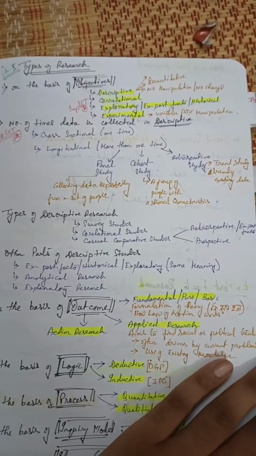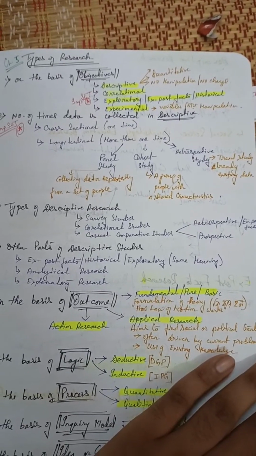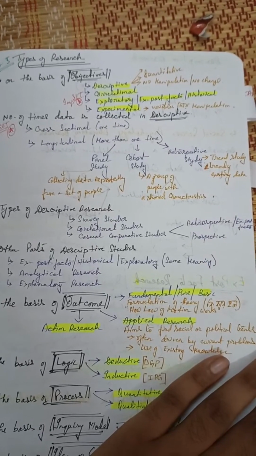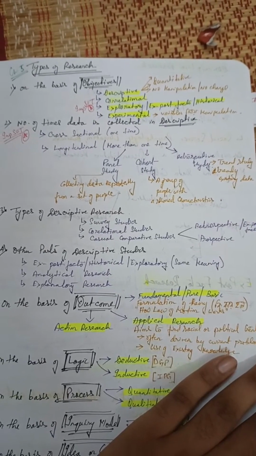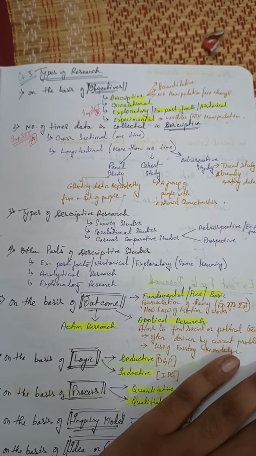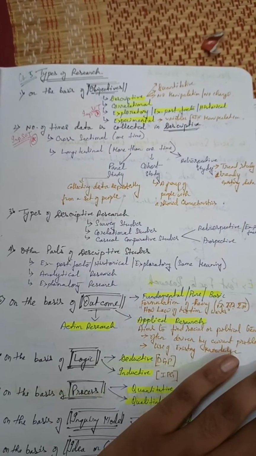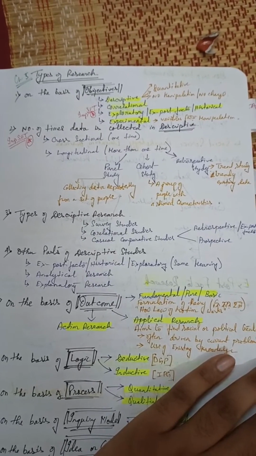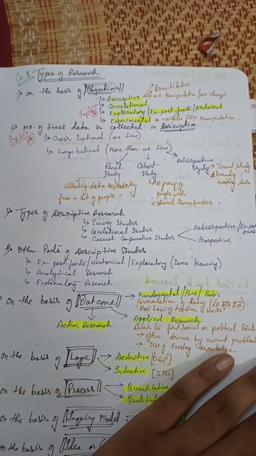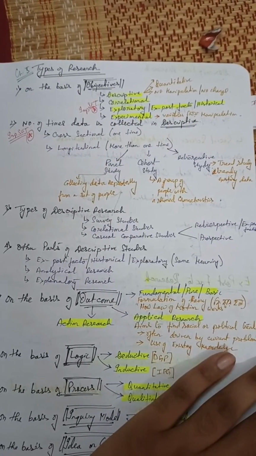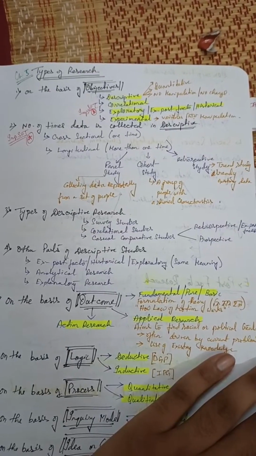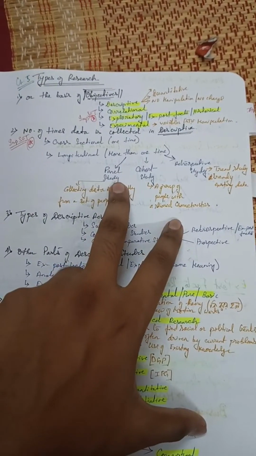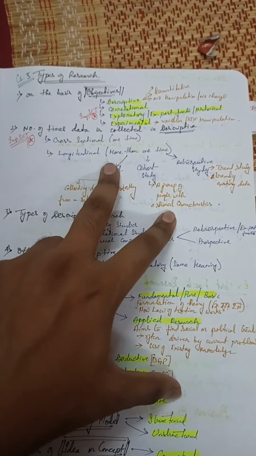Now longitudinal study can be divided into three parts: panel study, cohort study and retrospective study. This is very important for the UGC NET and SET examination. Cross sectional means one time. Longitudinal means more than one time. Panel study means collecting data repeatedly from a set of people, creating a panel for research over a long period of time.